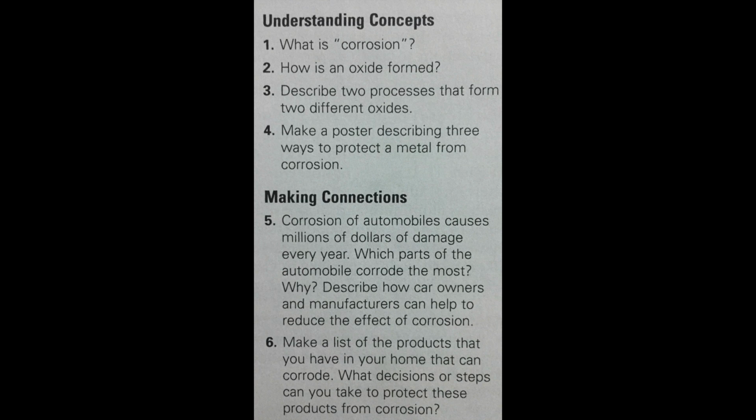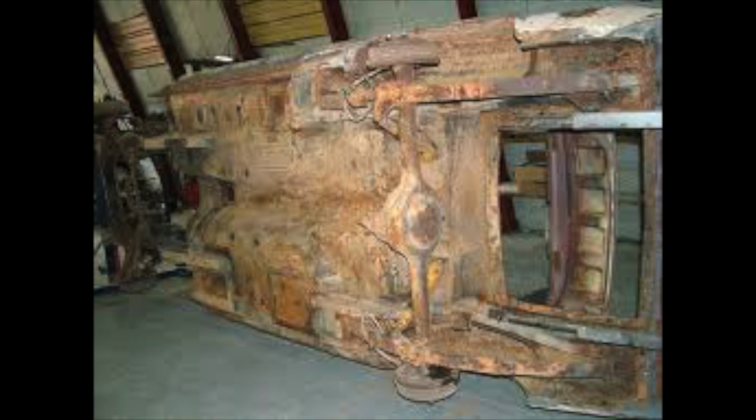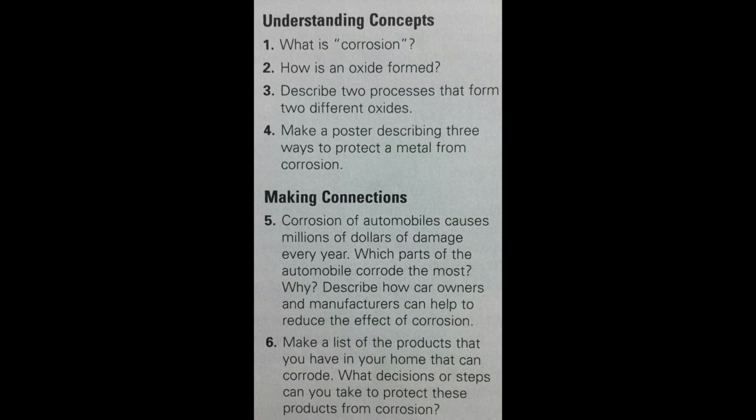Making connections. Corrosion of automobiles causes millions of dollars of damage every year. Which parts of the automobile corrode the most? Why? I would say the undercarriage. The road salts, especially in the northern interior areas where road salts are used, or in the more tropic areas near salt water, you get a lot of corrosion at the bottom of the car. What decisions or steps can you take to protect these products from corrosion? They use an undercoating, a tar-based, heavy-duty paint that they put on the bottom of cars to prevent corrosion to the undercarriage.